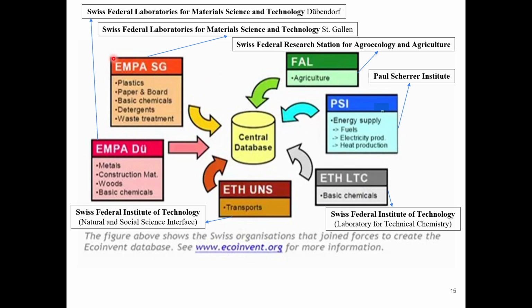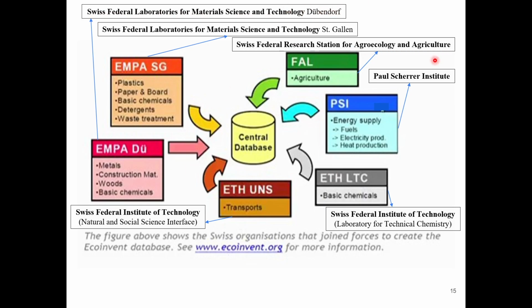In English, EMPA SG refers to the Swiss Federal Laboratories for Material Science and Technology, and SG is a place where it is located, Saint Gallen. The FAL denotes the Swiss Federal Research Station for Agroecology and Agriculture. PSI refers to Paul Scherrer Institute. ETH LTC refers to the Swiss Federal Institute of Technology Laboratory for Technical Chemistry. ETH UNS refers to the Swiss Federal Institute of Technology Natural and Social Science Interface, and EMPA DU refers to the Swiss Federal Laboratories for Material Science and Technology, which is located in Dubendorf. This is a place.